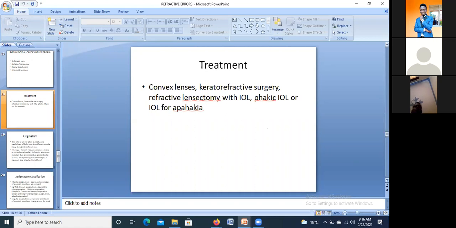So we can use refractive surgery, or we use convex lens, which can be spectacles, or it can even be contact lenses. So there are so many things. There are people who can even use intraocular lenses to increase or to change the power of refraction of the eye by just adding another lens on top of your natural lens. Yes.